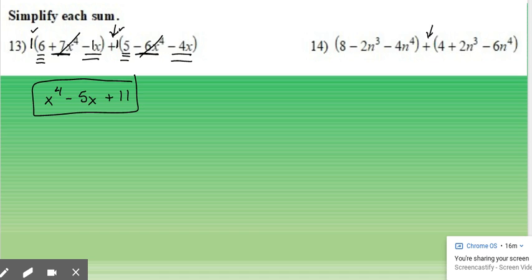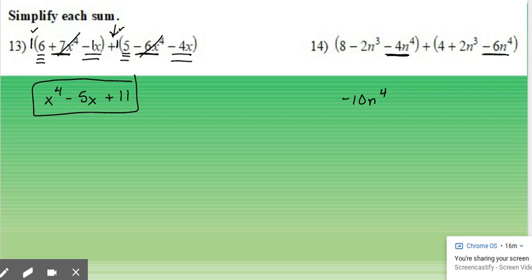Okay, similarly here. It's got a plus sign there. 1, I'm good. 1, I'm good. So there's no multiplication that has to take place here. I just need to go ahead and add up my like terms. So I've got my n to the fourth. Negative 4n to the fourth plus negative 6n to the fourth is negative 10n to the fourth.